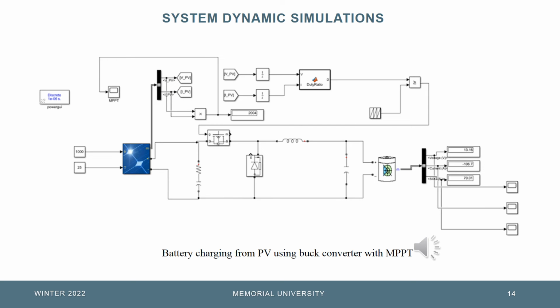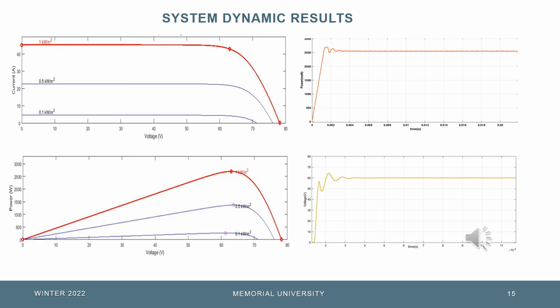It is a MATLAB Simulink model, which has a PV panel, DC to DC buck converter, MPPT algorithm, electrical battery, and different measuring points. Here we can see the MATLAB Simulink results. The output power and current for different irradiation are shown.